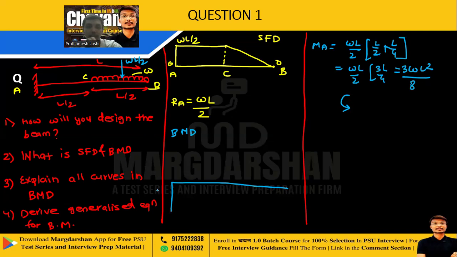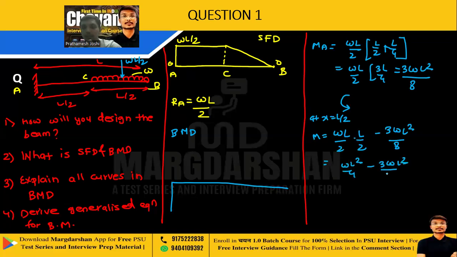Like this, and then at L/2, if we see at x equal to L/2, M is equal to W into L/2 into L/2. This is RA minus omega L square upon 8. So this is omega L square upon 4 minus 3 omega L square upon 8, which will give me, this is still in minus, so minus omega L square upon 8. This will go like this. Okay, this is point C.